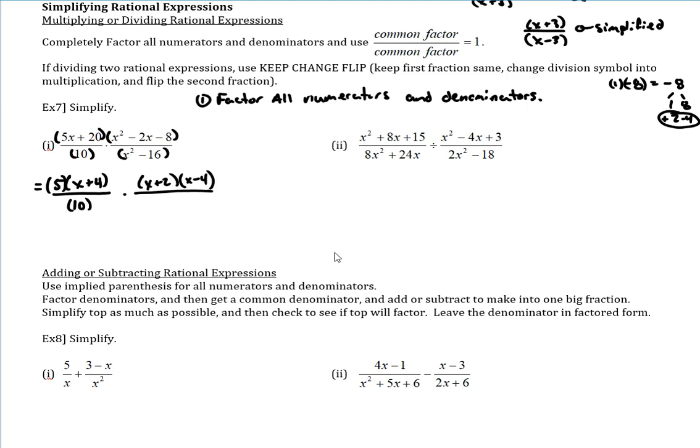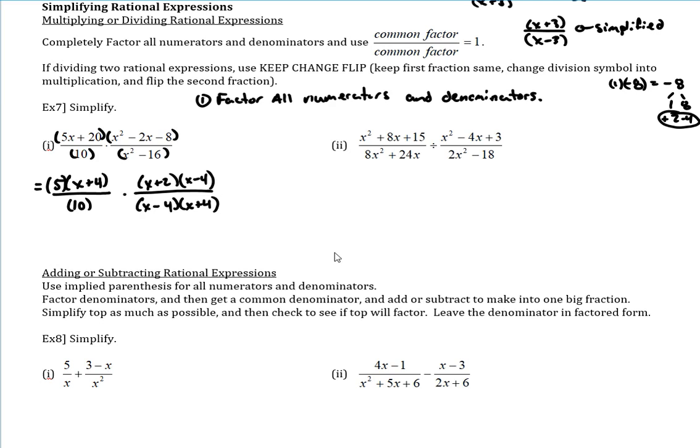Our bottom one here, x squared minus 16, that's our difference of squares. That means we just think, all right, well, what times itself is x squared? Well, x is. And then we always do minus and plus, or plus and then minus. Either way, it alternates. And then 16, well, what times itself is 16? Well, 4 is. 4 times 4 is 16. And there we go.